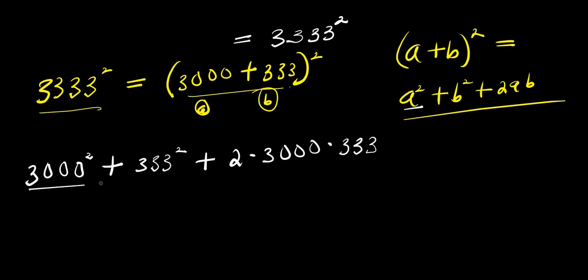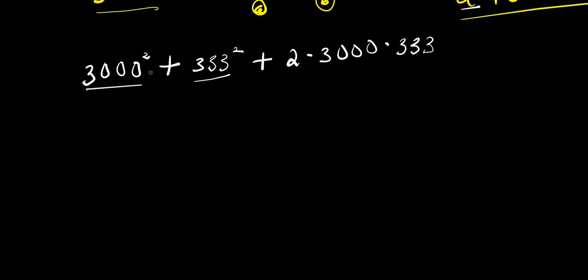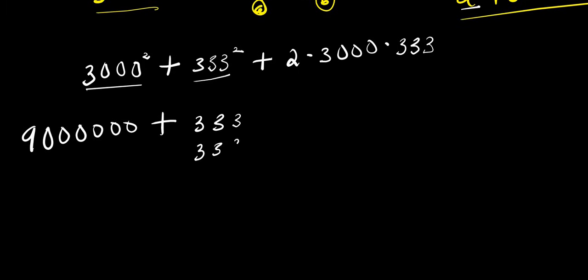Now let's take the squares of this. 3,000 squared, 3 squared is 9. I have 9. This is 6 zeros, 1, 2, 3, 4, 5, 6. Plus this is 3 times 3, we have 9.